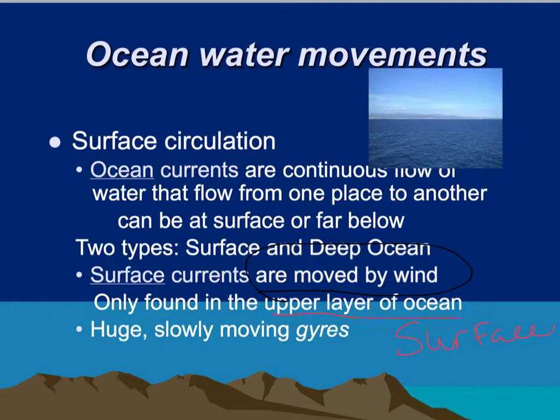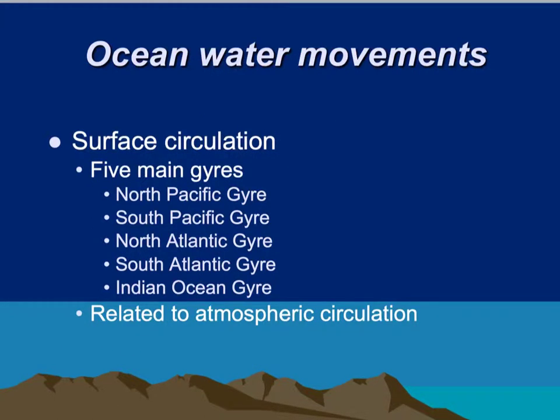So this is the upper layer of ocean, and these are very large, like taking up an entire ocean basin, huge, slowly moving gyres. So a gyre is just a circular motion of something. So these are our main gyres, and you can see these are all reminiscent of the ocean basin they exist in because it would actually take up the entire ocean basin. And it is related to the atmospheric circulation because it is wind that drives them.